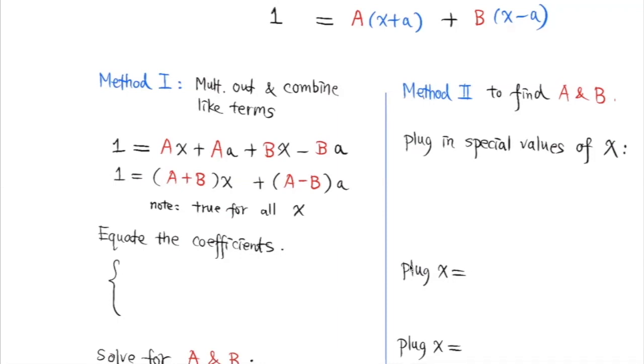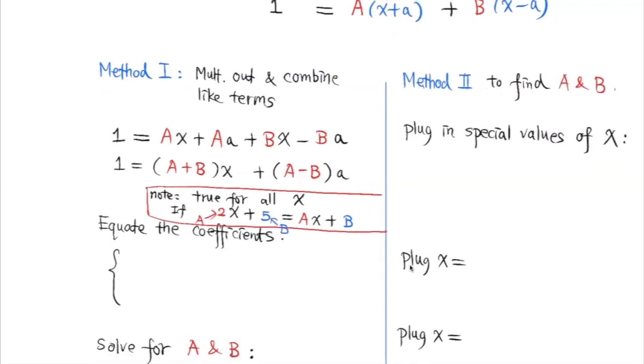Say if you have 2x plus 5 equal to ax plus b, and if this is true for all x, then what can we say about this a? A here has to be equal to 2, right? And then b here has to be equal to 5, if that's true for all x. So over here, because this is true for all x, now we're going to equate the coefficients.